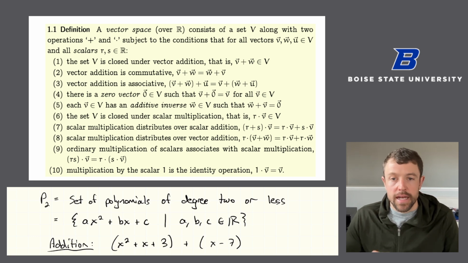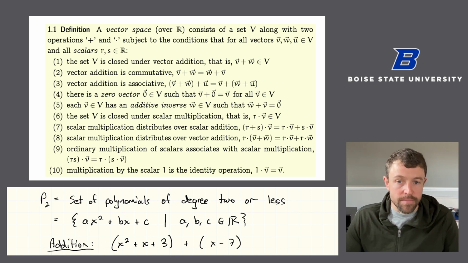Property 9 says that scalar multiplication is associative. Properties 7 and 8 say that scalar multiplication is distributive in certain ways. And then finally, we have some properties related to 0, properties 4 and 5, saying that when we add something to 0, we get the same thing. And we have a property related to multiplication by 1.